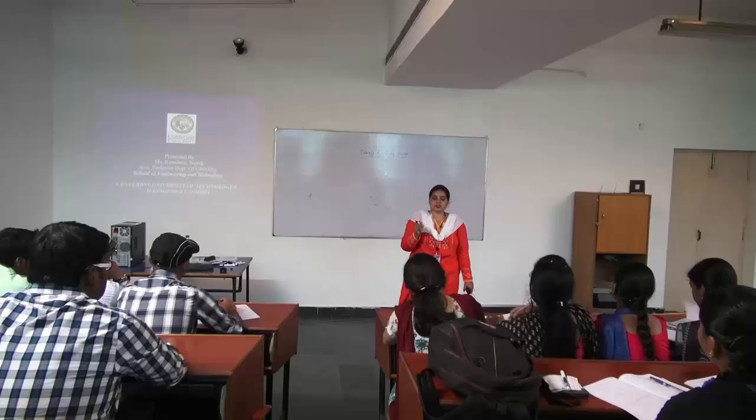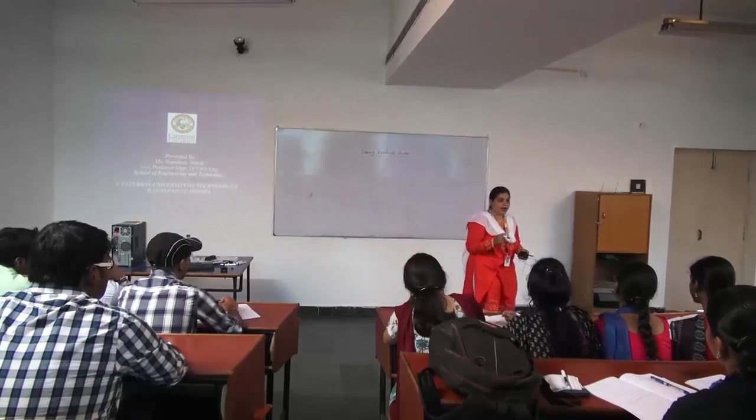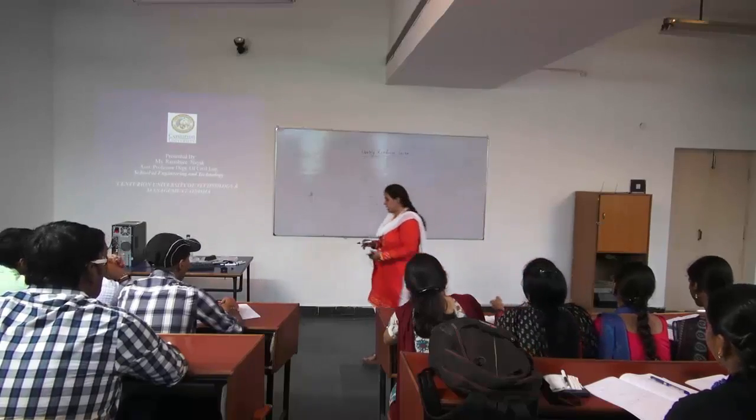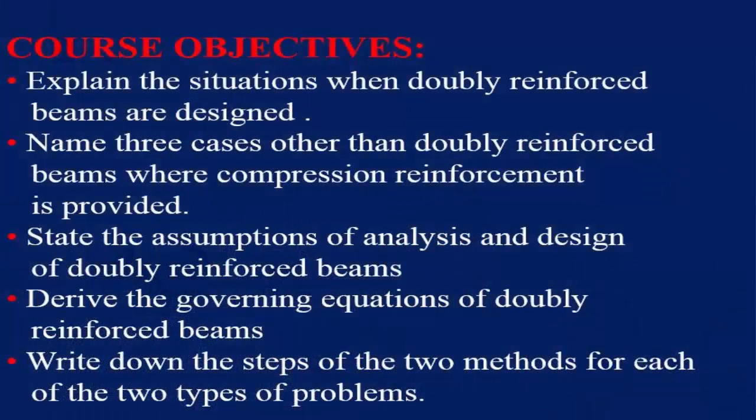And generally, where do we provide reinforcement? In the tension zone. Why? Because concrete is weak in tension but strong in compression. These are the course objectives. Here you can understand what a doubly reinforced section is, where you have to provide the reinforcement, and how we calculate the reinforcement both in the tension zone and compression zone.